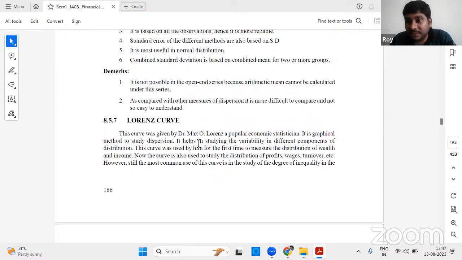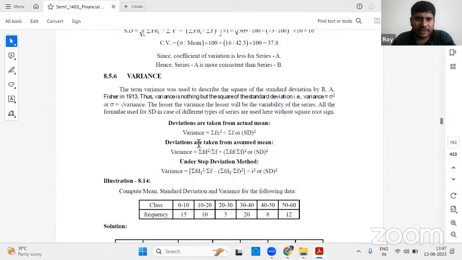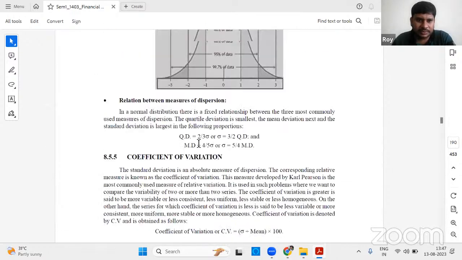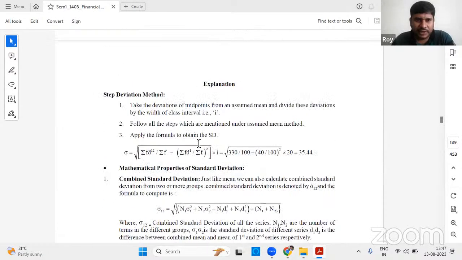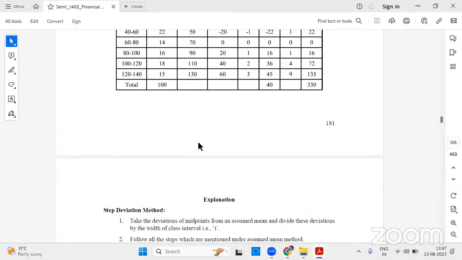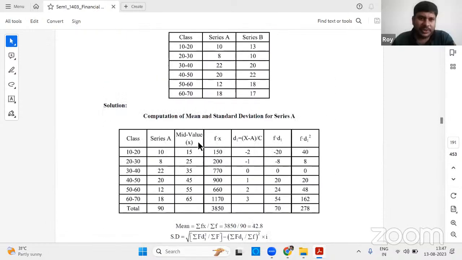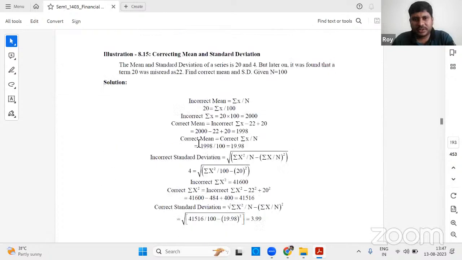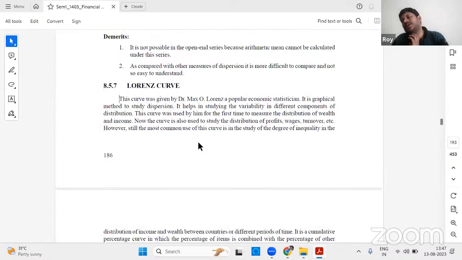And what is his name? Who gave the SD, standard deviation? I told you in the beginning, right? Who gave that word? What is his name? You need to remember. Carl Pearson, sir. Thank you. Carl Pearson, right? Yeah, Carl Pearson, and this one, Lorentz. Carl Pearson talks about the standard deviation.